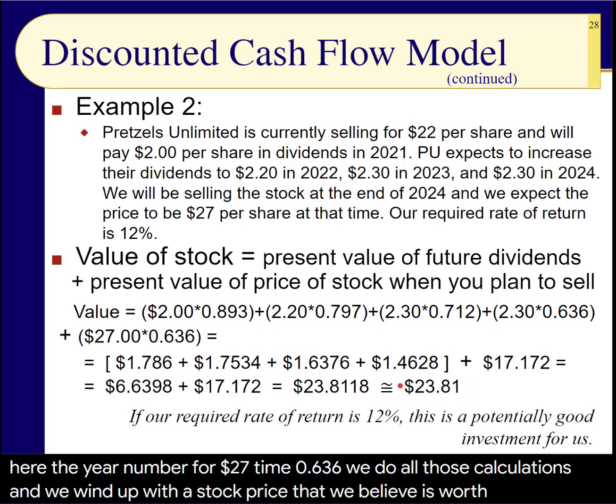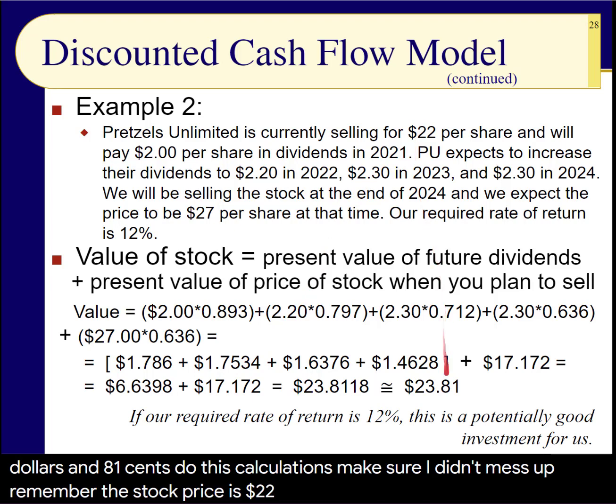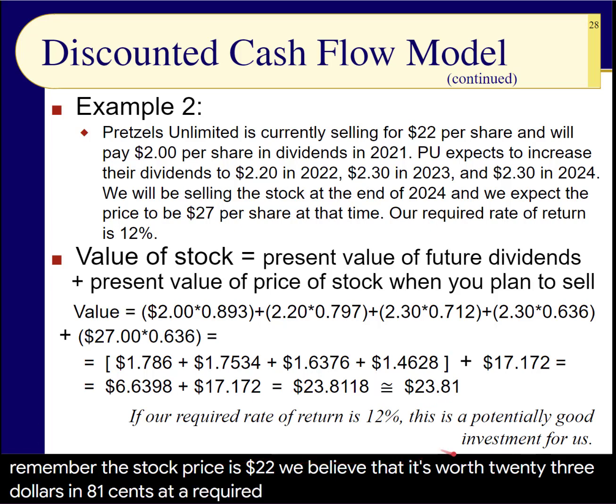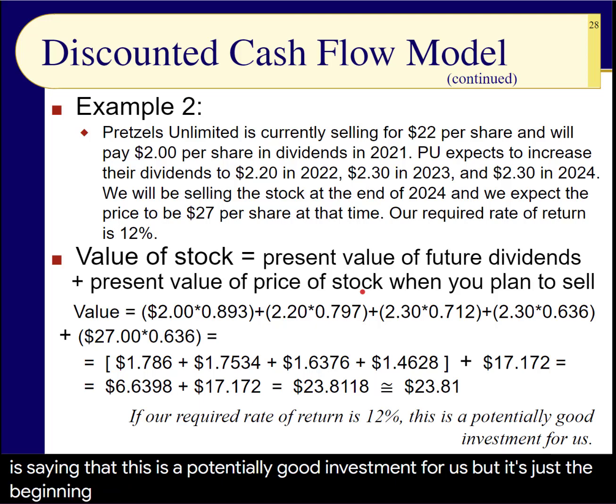We do all those calculations and we wind up with a stock price that we believe is worth $23.81. Do these calculations, make sure I didn't mess up. Remember, the stock price is $22. We believe that it's worth $23.81 at a required rate of return of 12%. So the model is saying that this is a potentially good investment for us, but it's just the beginning. We've got a whole lot more work to do.